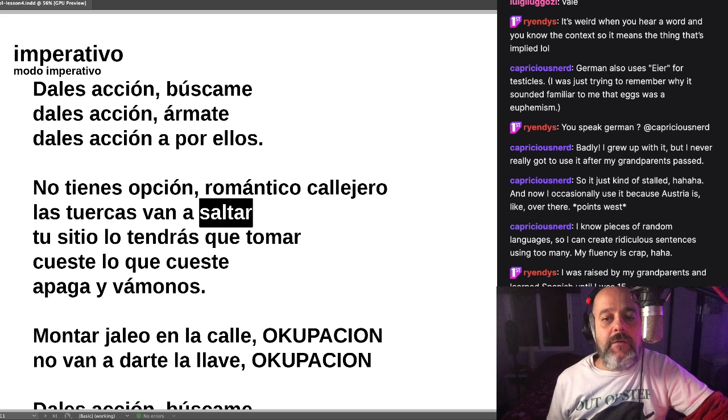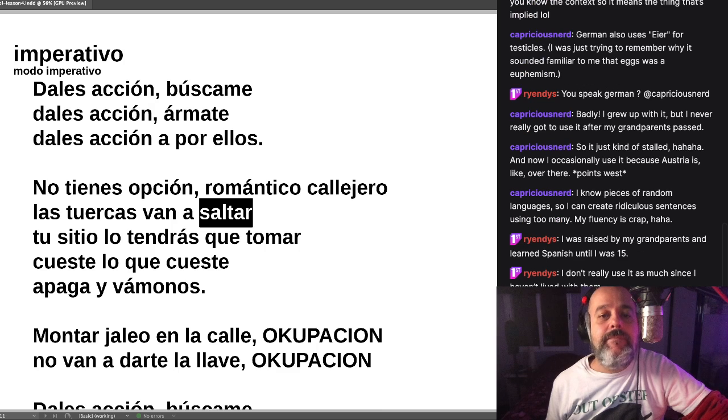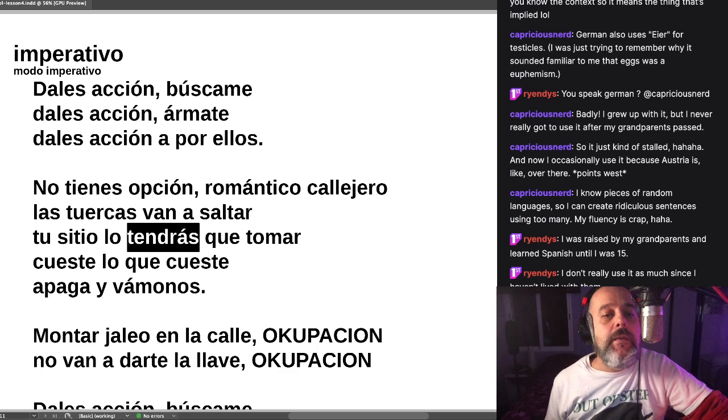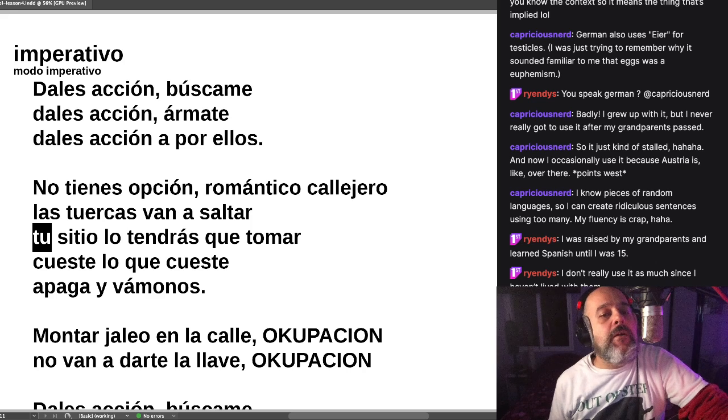You were raised by your grandparents and learned Spanish until you were 15. That's cool. Los abuelos. El abuelo, la abuela. I miss my abuela, but she's been gone for years. And I still dream of her. So there's that.